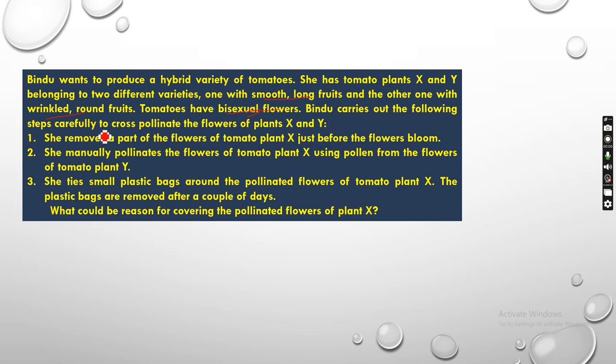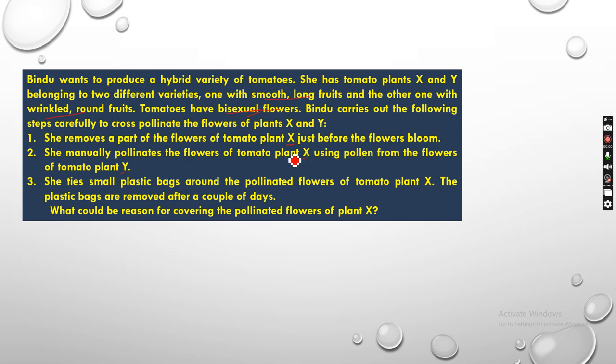Bindu carries out the following steps carefully to cross-pollinate the flowers of plants X and Y. So she has taken one plant with smooth long fruit, another tomato plant with wrinkled round fruit, and the tomatoes have bisexual flowers. She removes a part of the flower of tomato plant X just before the flowers bloom. Okay, then she manually pollinates the flower of tomato plant X using pollens from the flowers of tomato plant Y. So that means from the anther of plant Y, the male part, she has taken the pollens and put them over plant X.